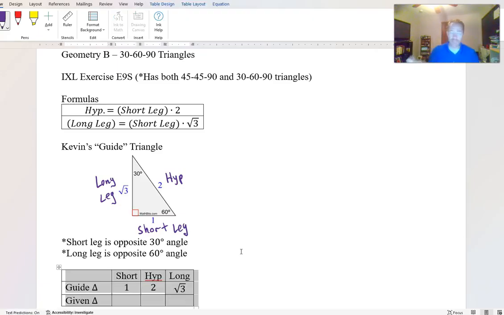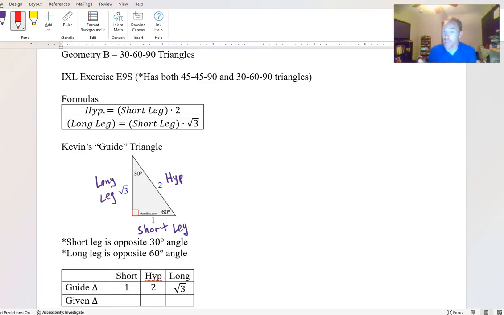If you put those into a table, in order of short leg, hypotenuse, long leg, you get 1, 2, square root of 3. One other thing to be aware of: some people might say, isn't the hypotenuse the longest side? And isn't square root of 3 bigger than 2? But keep in mind that the square root of 3 is approximately 1.7 if you punch that into the calculator. So the hypotenuse 2 is bigger than the long leg, square root of 3.